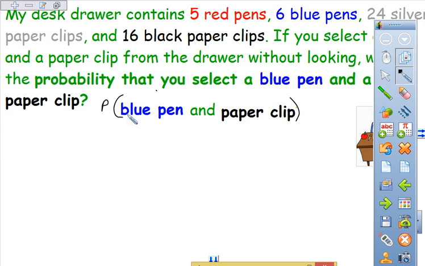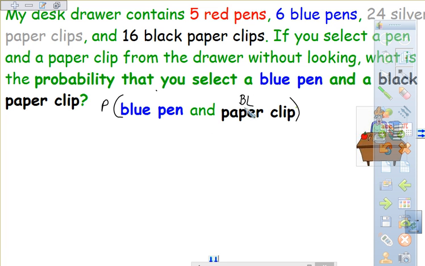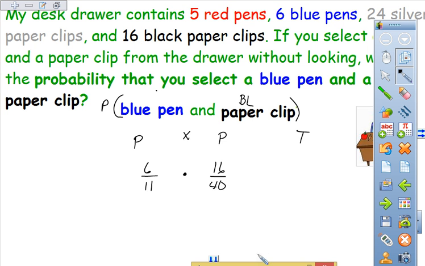So here's what we want. The probability of a blue pen and a black paper clip. So that means we want the probability of the blue pen times the probability of the black paper clip. So there are 6 out of 11 ways to get a blue pen, and there are 16 out of 40 ways to get a black paper clip.